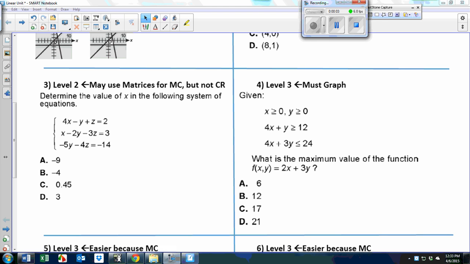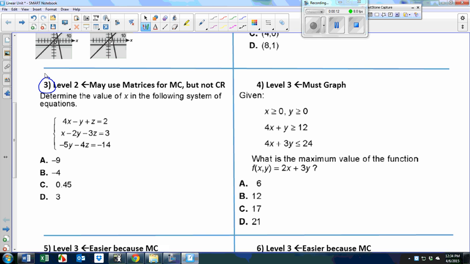In constructed response number 11, the linear unit's second question, it's all about three variables. So question number 3 on the multiple choice is an ideal question to review. Disclaimer: if you're doing this before we've covered matrices, then we will have another option later.